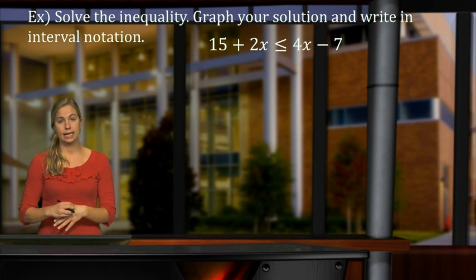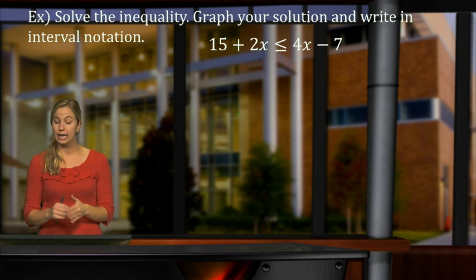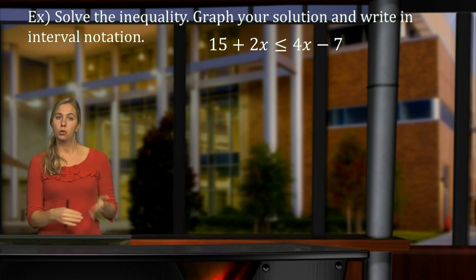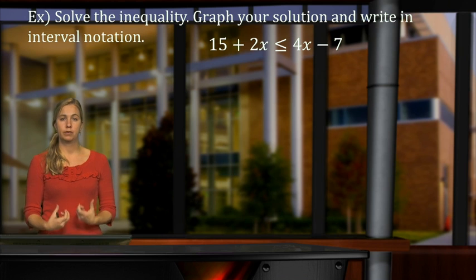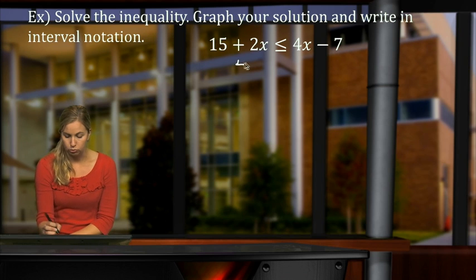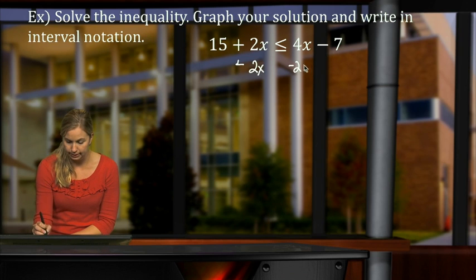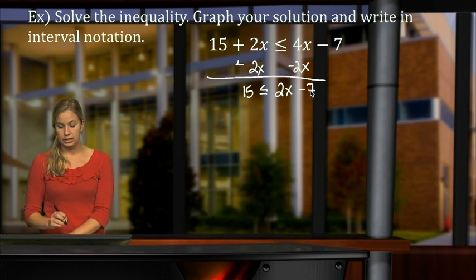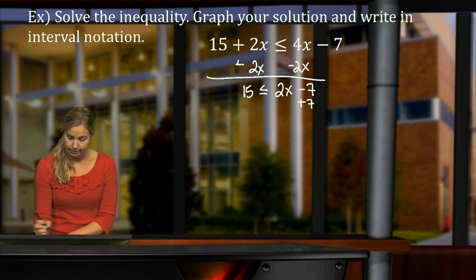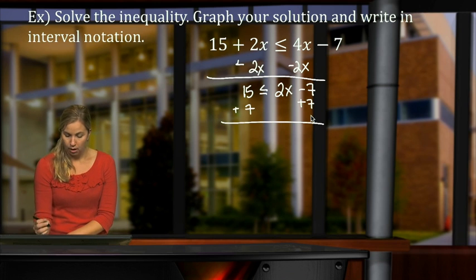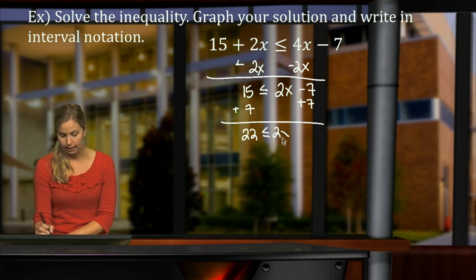15 plus 2x is less than or equal to 4x minus 7. Just like with an equation, we're going to try to combine our variables first, trying to avoid a negative coefficient on x if possible. So I'm going to start by subtracting 2x from both sides. We get 15 is less than or equal to 2x minus 7. We will add 7 to both sides. 15 plus 7 is 22, is less than or equal to 2x.